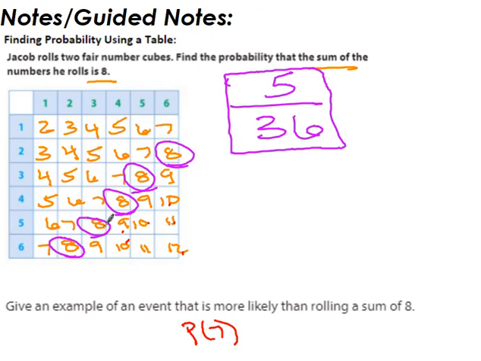So 36 possible outcomes with 2 dice. One way we can figure it out is for the first dice, there's 6 possible outcomes. For the second dice, there's 6 possible outcomes. 6 times 6 is 36.